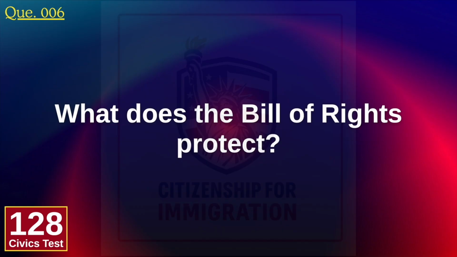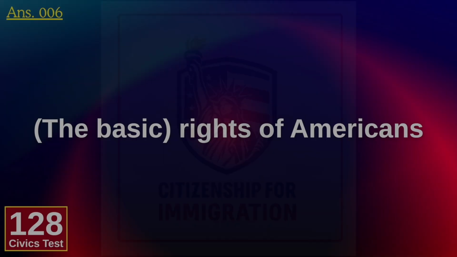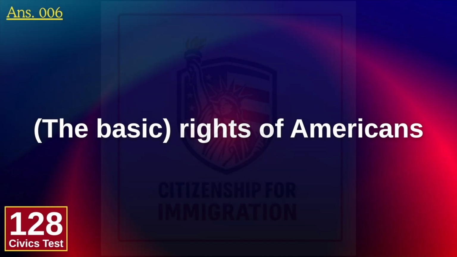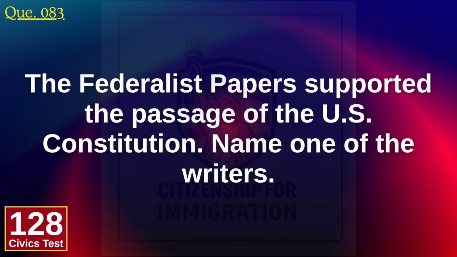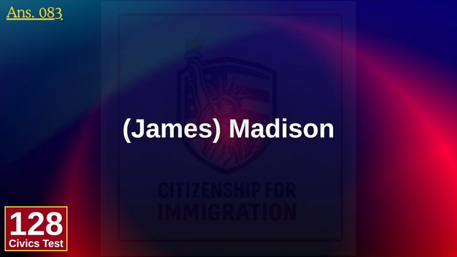What does the Bill of Rights protect? The basic rights of Americans. The Federalist Papers supported the passage of the U.S. Constitution. Name one of the writers. James Madison.